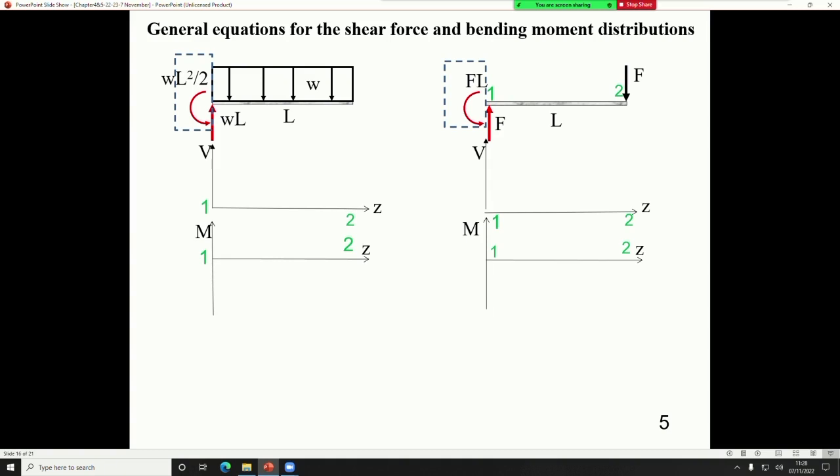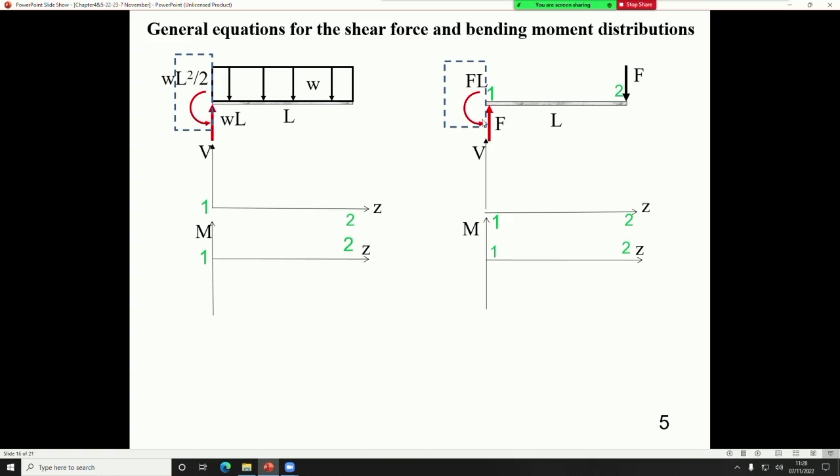So we start with this cantilever beam, which is subject to a force of F. I have removed the support. I have added the reaction force, which is equal to F, and the reaction moment, which is equal to FL. Is this a positive bending moment, or is it a negative bending moment? Sorry. Yes, absolutely, it's negative.